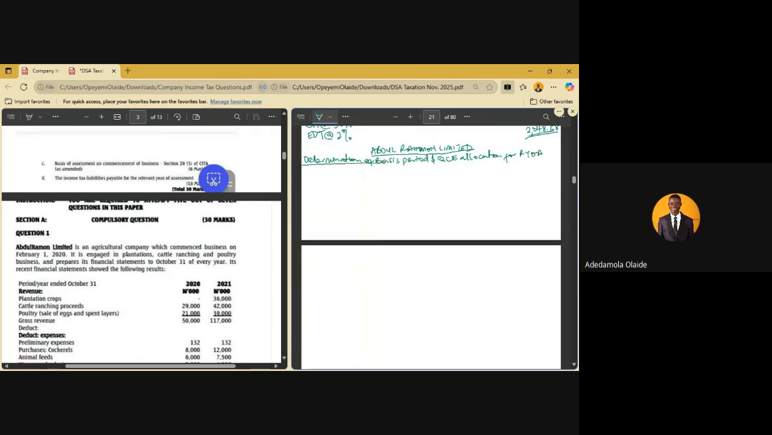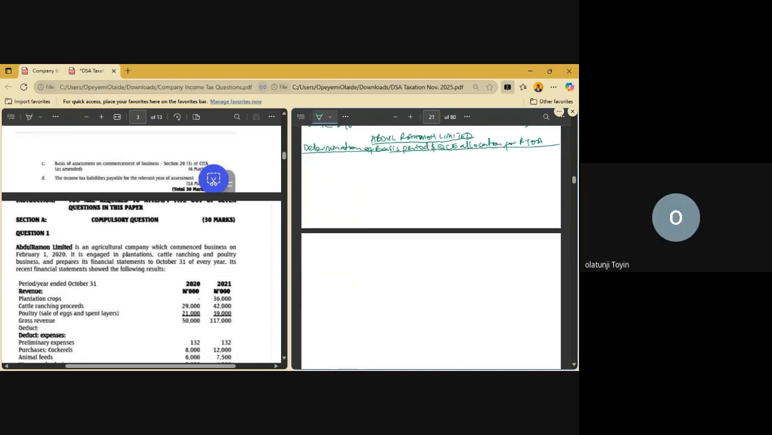We have started with company income tax last week. Yes, this is a company income tax question, but they want us to do capital allowance. Capital allowance is just one of the requirements. So those are the things you should expect in the exam. They may not test company income tax in isolation. They will test company income tax and put capital allowance in it, put basis of assessment in it.